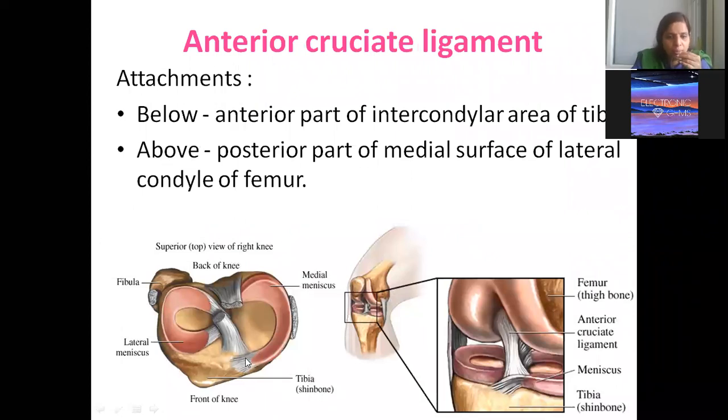So anterior cruciate ligament. Now you can see very clearly. This is our superior aspect of the tibia. This is the tibial tuberosity, isn't it? This is the anterior end, and this becomes the posterior end. Anterior to posterior, like this. Okay, this is our anterior cruciate ligament. So attachment below is the anterior part of the intercondylar area of the tibia. Then it goes above to the posterior part of the medial surface of the lateral condyle of the femur. Please ask if you are not understanding.